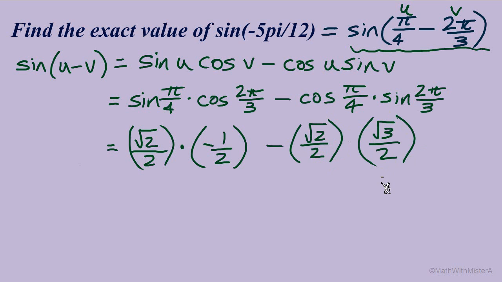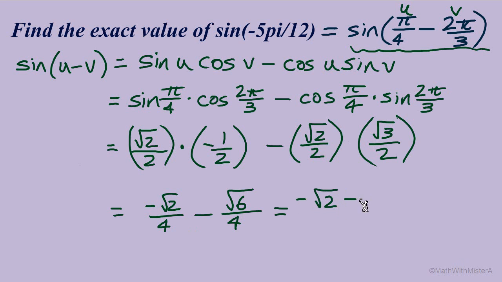Now we'll attempt to simplify this expression using order of operations. We'll take care of the multiplications and then the subtraction. Here are the results of the two multiplications. Our numerators are not like radicals, so we cannot combine them, but we can put them as two terms together in the numerator over the denominator 4.